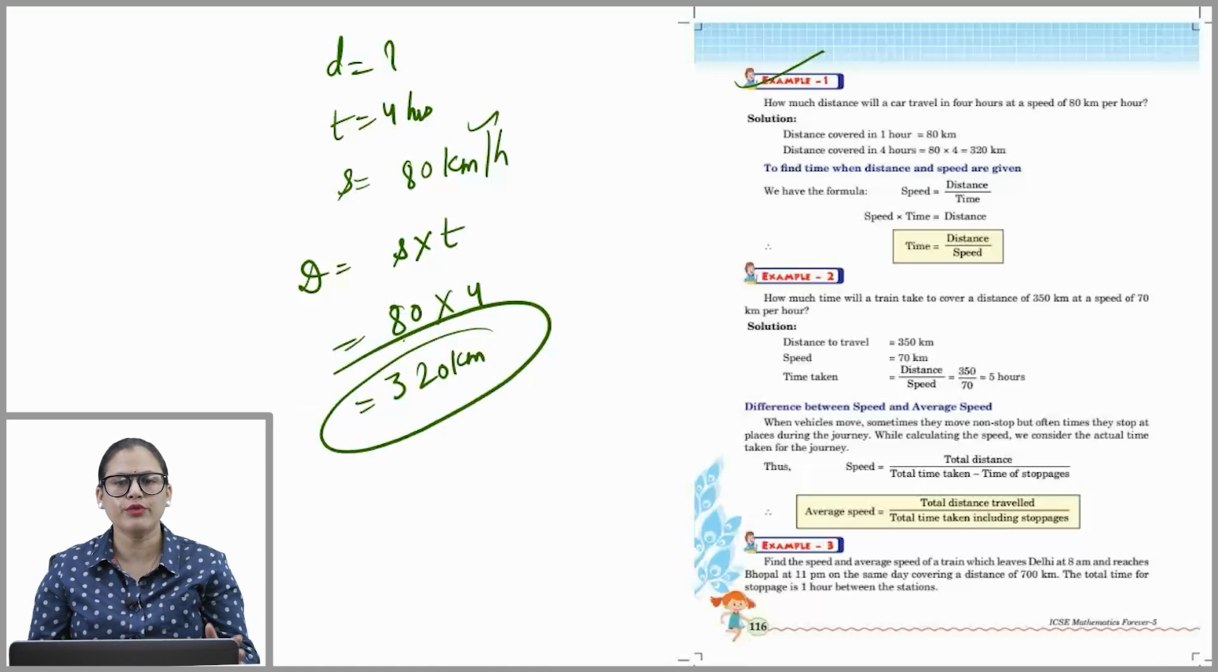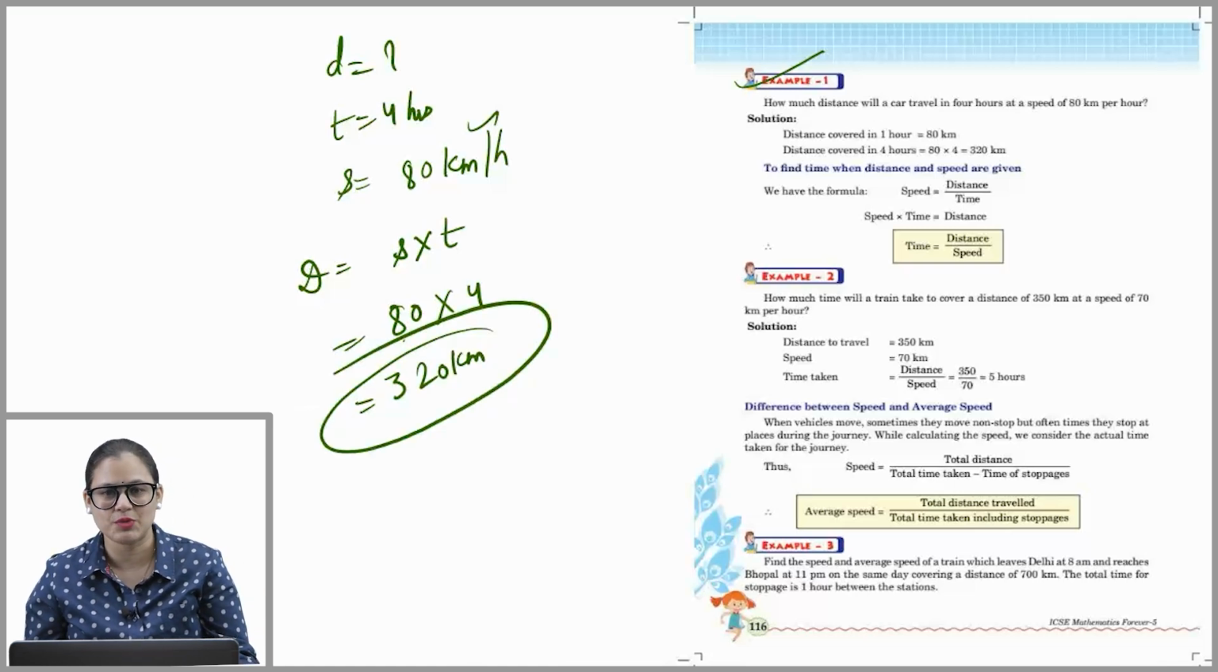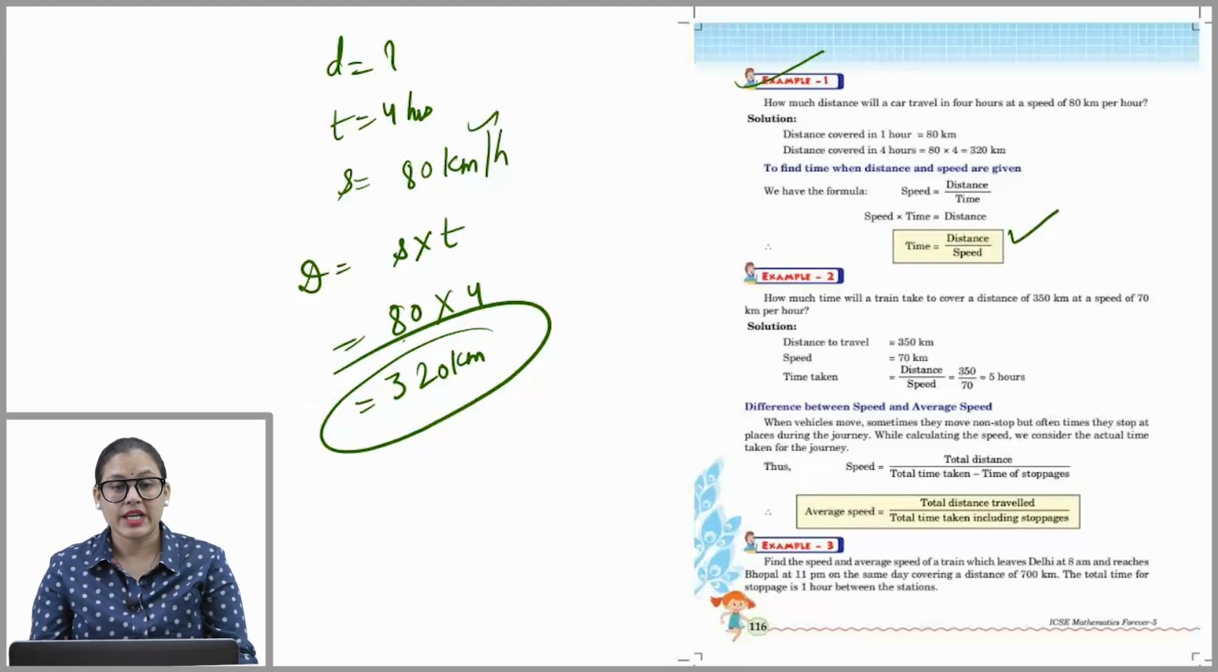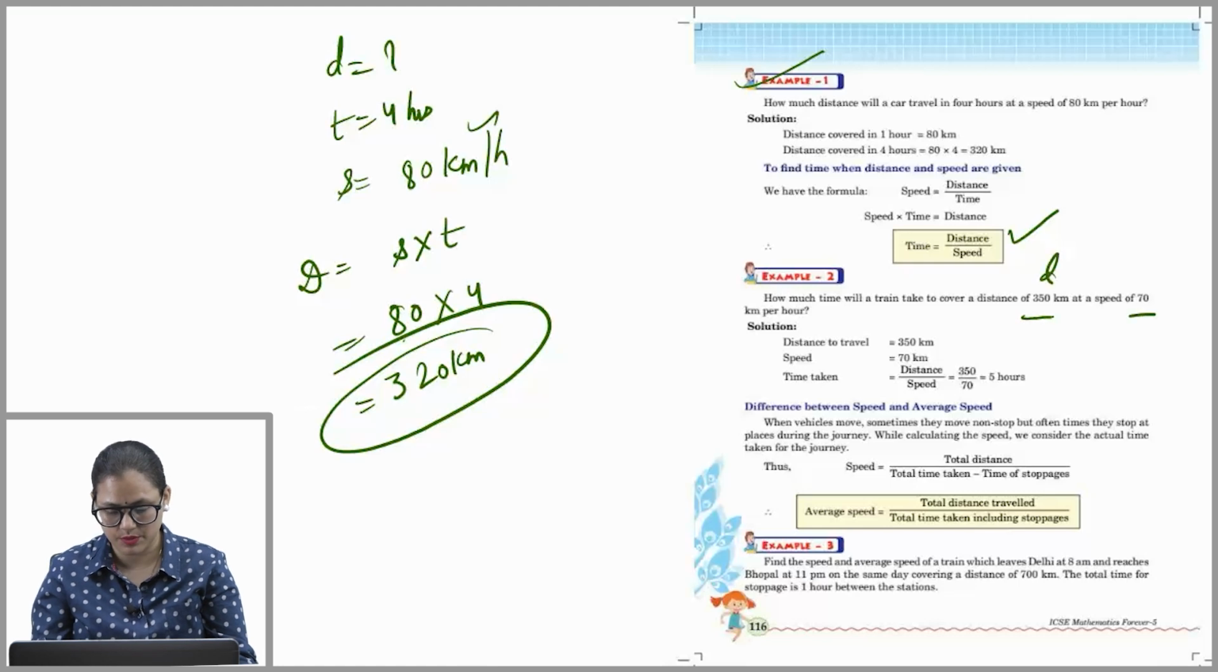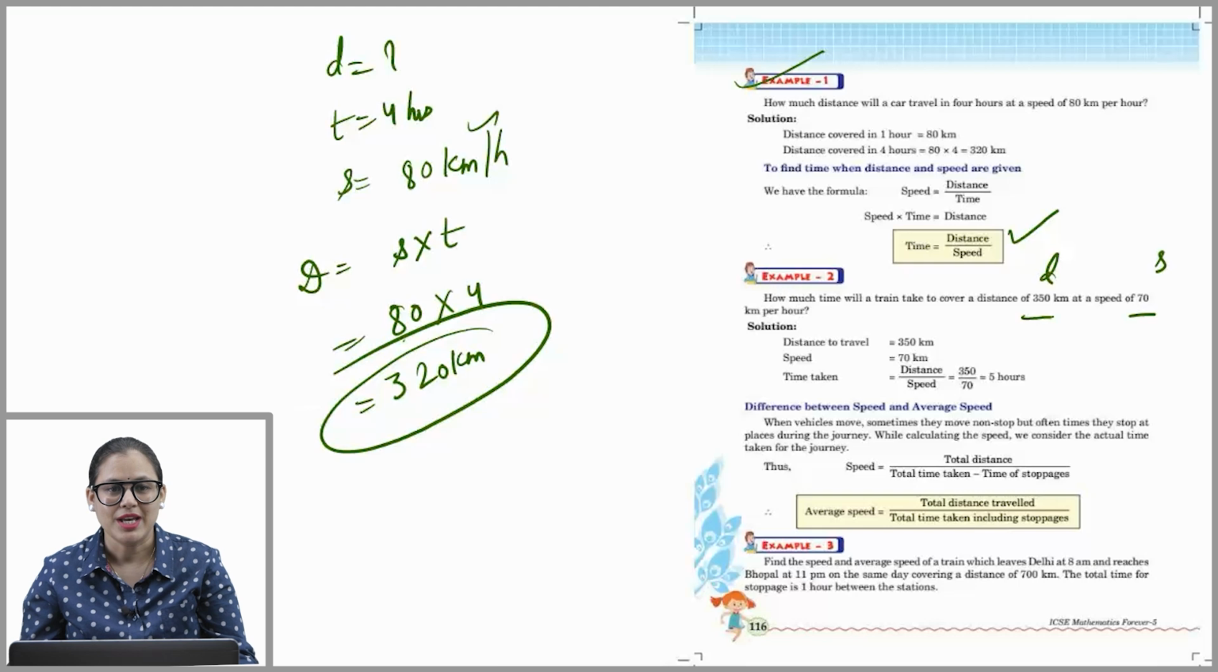And if you have to find time when distance and speed are given, we have this formula: time is equal to distance upon speed. Let's check out example number 2. How much time will a train take to cover a distance? This time distance is given and speed is given, which is 70 kilometers per hour. So we need to find the time. Time is equal to distance upon speed, and time is 5 hours.